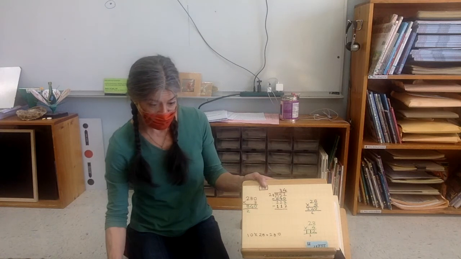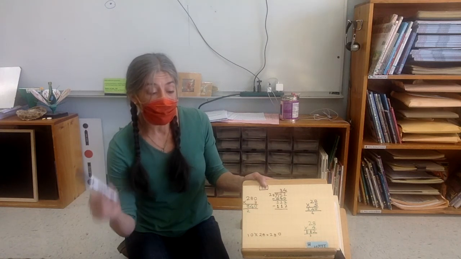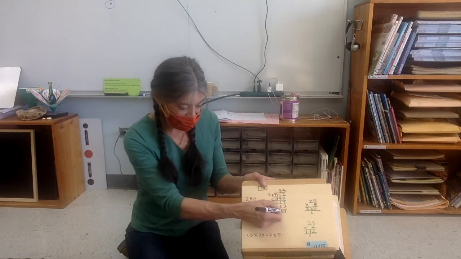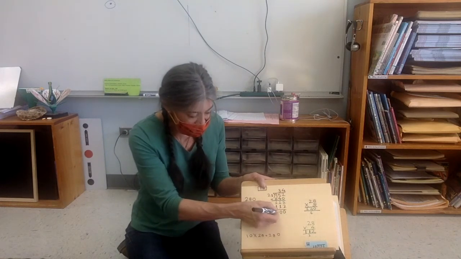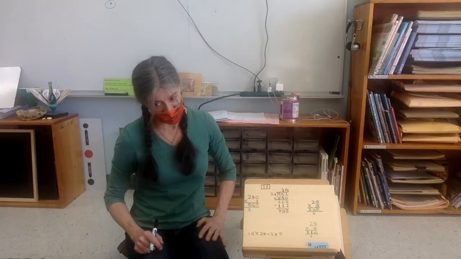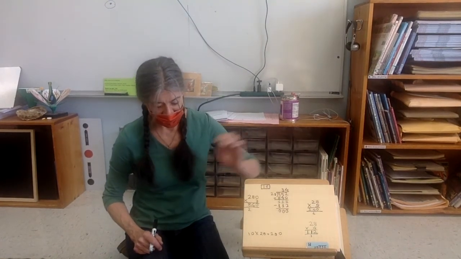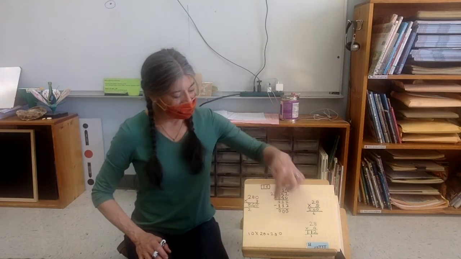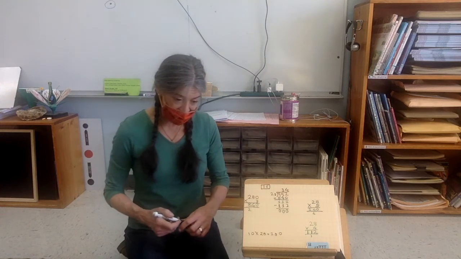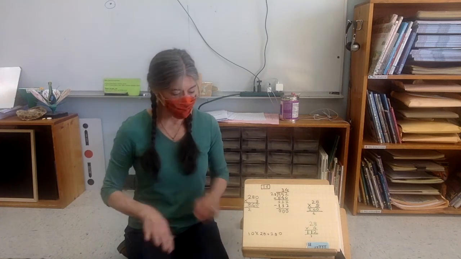Now subtract, and you should get what? Remember I told you guys yesterday? 0. You want to get those zeros. So 2 take away 2, 0. 1 take away 1, 0. 1 take away 1, 0. That's how you know you did it right. Gideon, can I see you doing that? Good job.